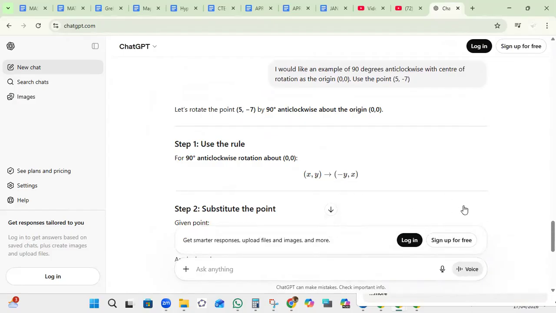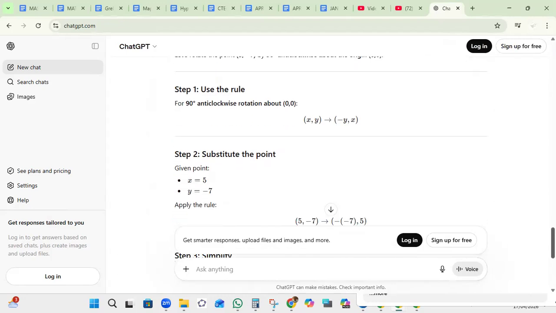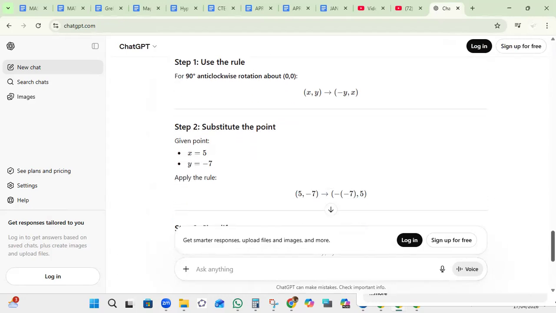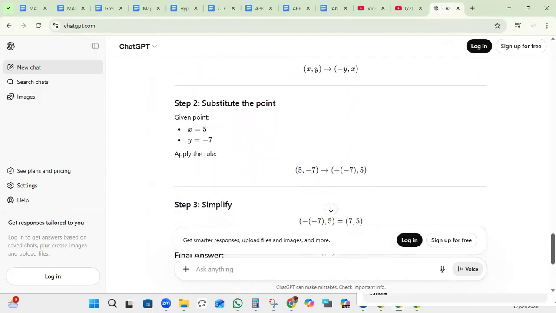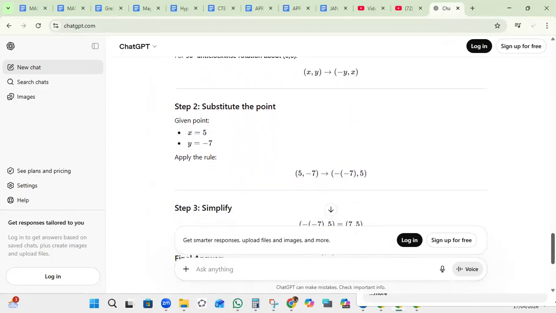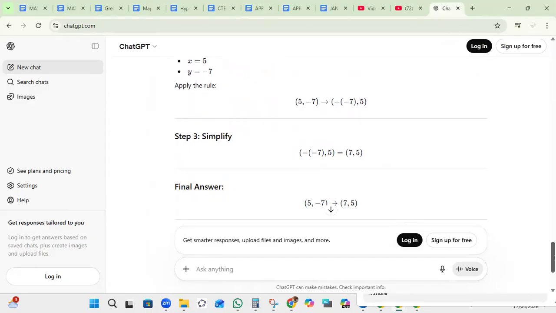Again, here's the rule: swap. And as you are doing this, you will learn the rule one time. For the anti-clockwise, the x and y swap, and the number that was y will change sign. So we substitute: 5 is x, y is -7. Apply the rule: (5, -7) becomes (-(-7), 5), so it becomes (7, 5).